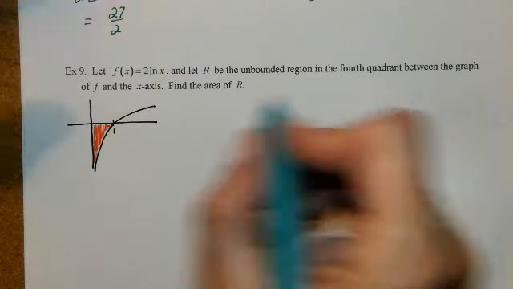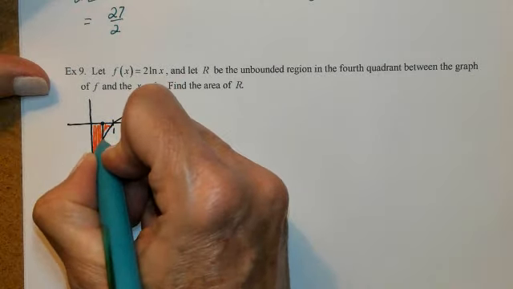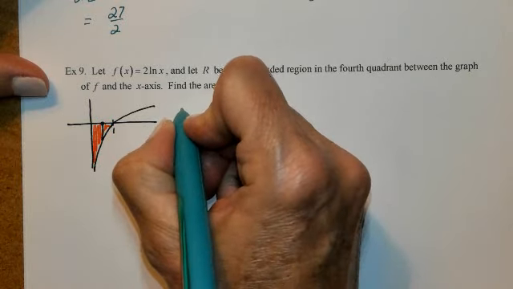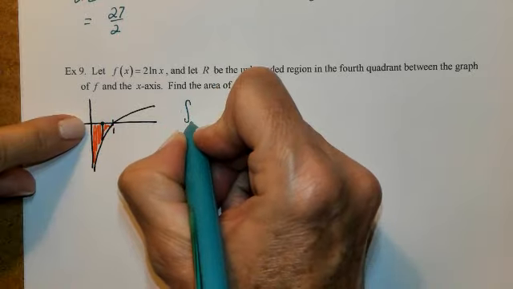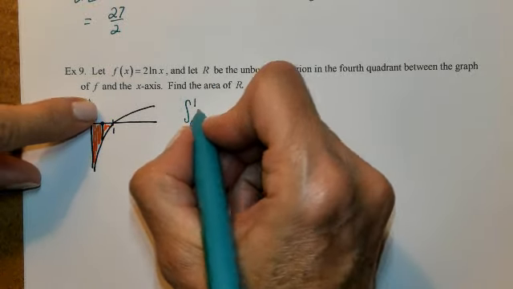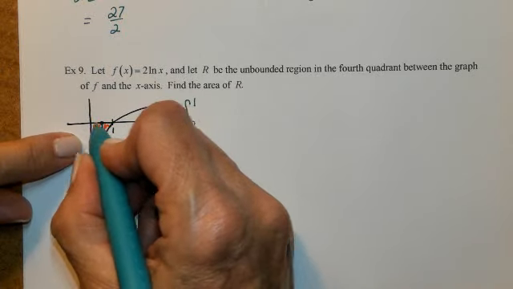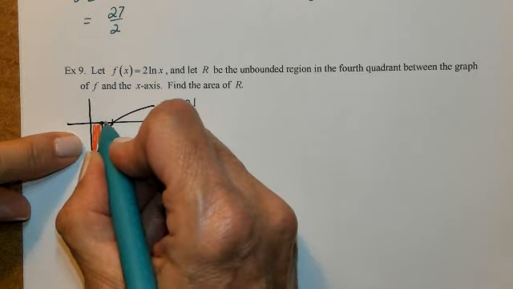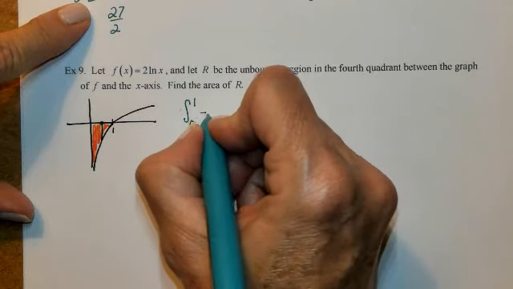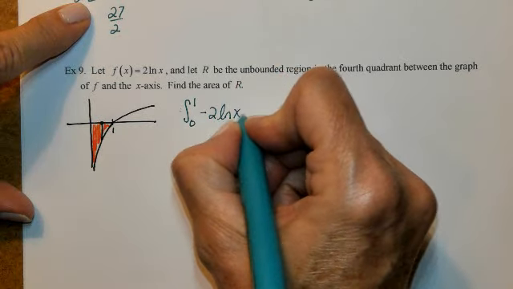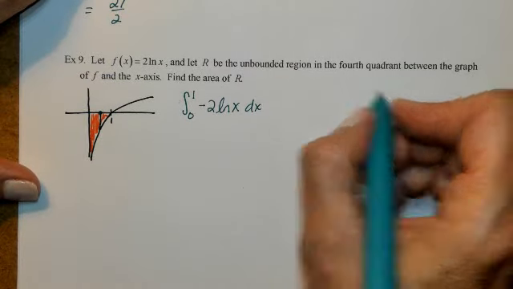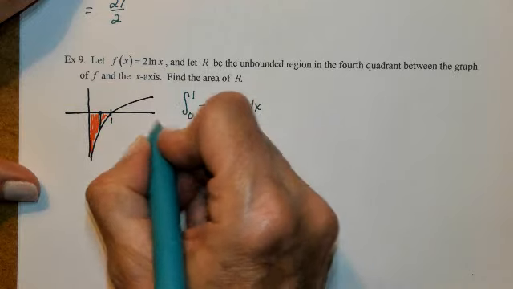So how do you find area? Well, it's top minus bottom, right? So the area would be the integral from 0 to 1 of y equals 0 minus y equals 2 log x, right? So this will be a negative 2 log x dx. Okay? The negative 2 can come out.